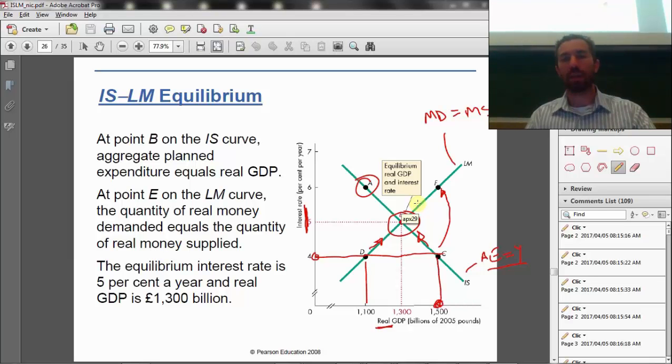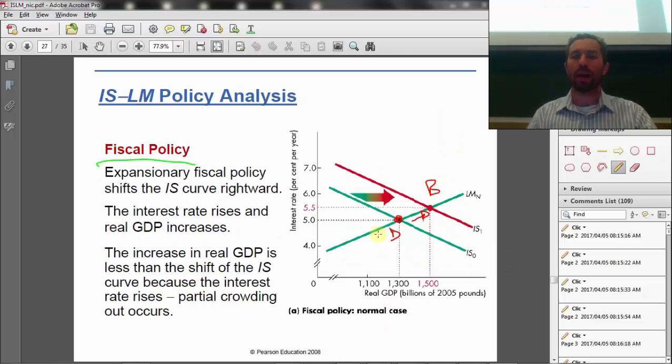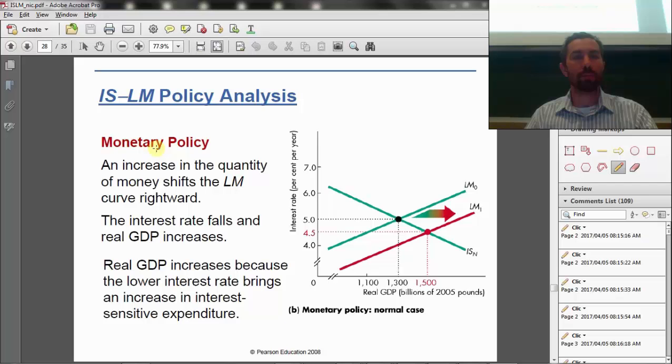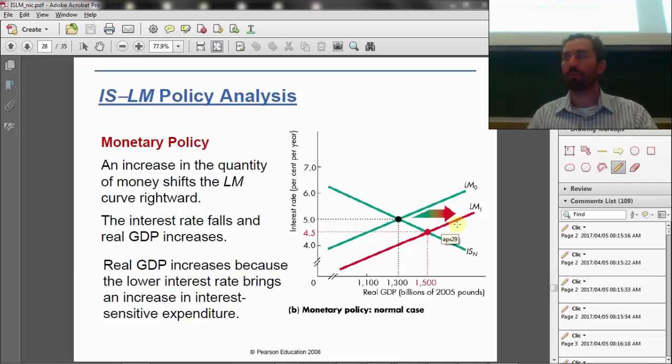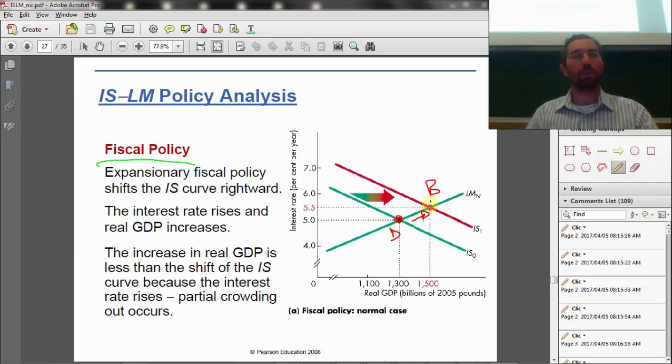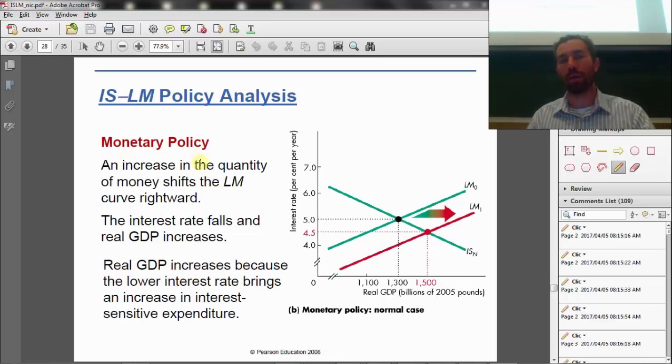Having put together our entire IS-LM model, what we now want to do is use this framework to understand what happens when, either through a fiscal policy action or a monetary policy action, we shift either the IS curve or the LM curve, and we move to a new point of equilibrium. That new point of equilibrium will be characterized by different equilibrium real GDP and different equilibrium interest rates. Our interest is in understanding what happens to interest rates and real GDP when we embark on some sort of fiscal policy action or monetary policy action.